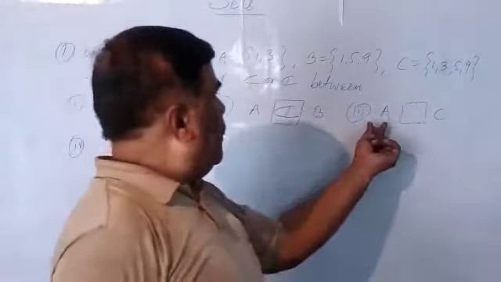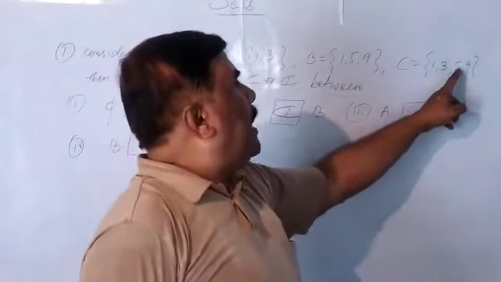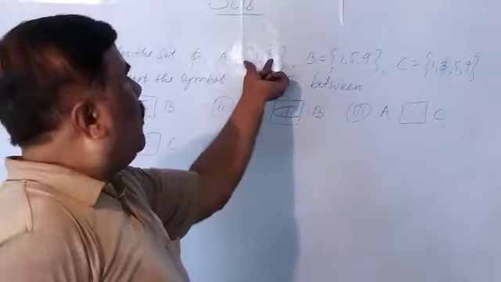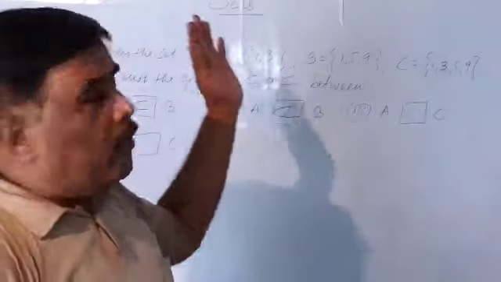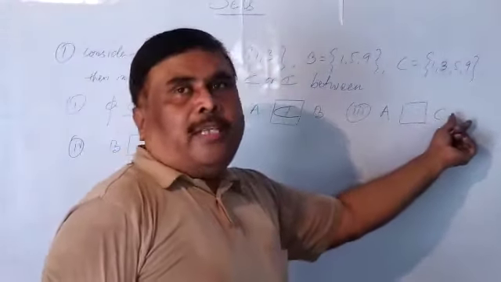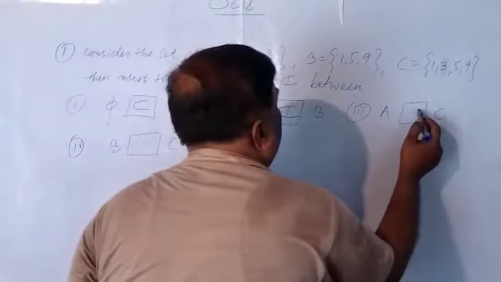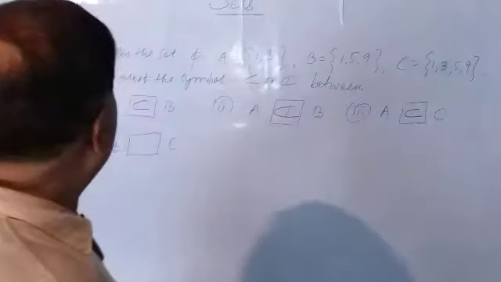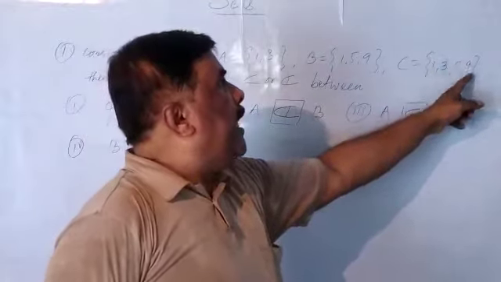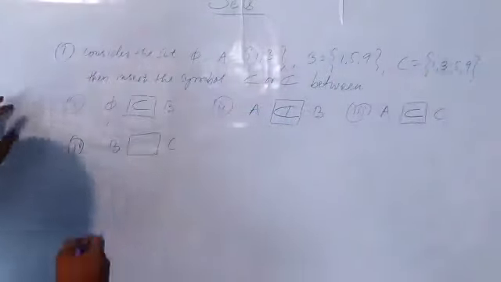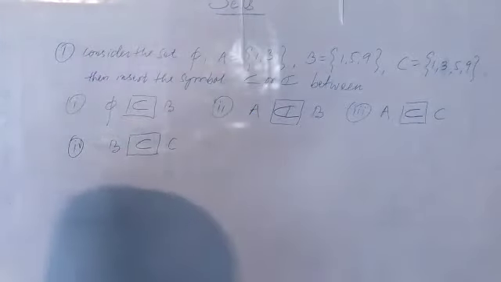Right? In the third, the elements of A are 1, 3 and the elements of C are 1, 3, 5, 9. It means every element of A is also an element of C, but C has some elements which are not elements of A. Then A is called a subset of C. Here C is not a subset of A, but A is a subset of C. Similarly, B has 1, 5, 9 and C also has 1, 5, 9 plus 3. So B is also a subset of C.